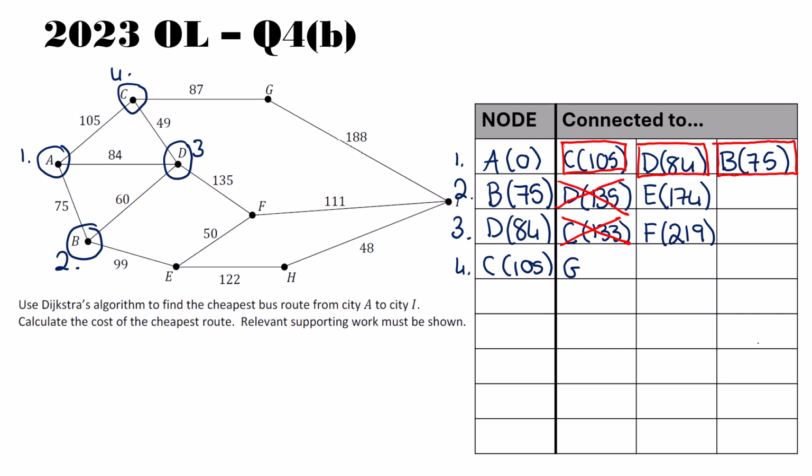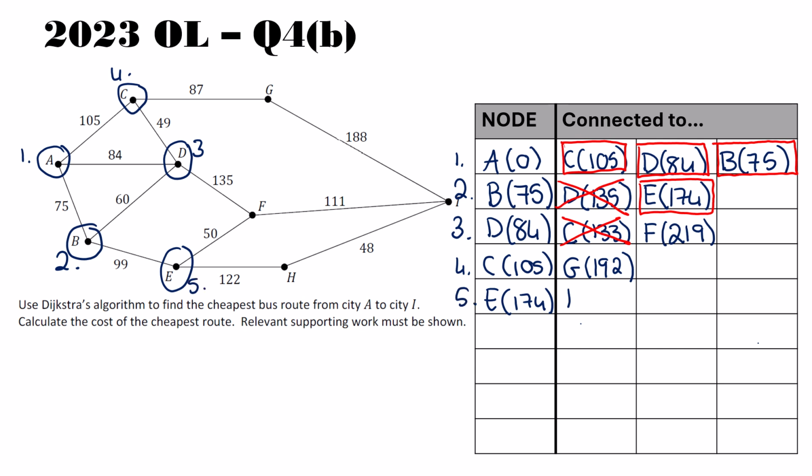C is connected to G, which is 87, which gives us 192. And that is it. We have C connected to A and D, but they are already locked in. So we have three working nodes: E, F, and G. We're going to lock in our E because it is the smallest number. So E is 174. This becomes node number 5.